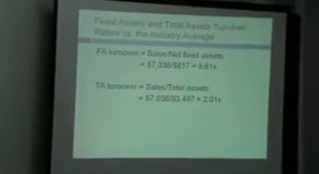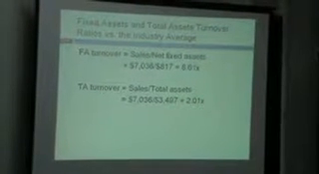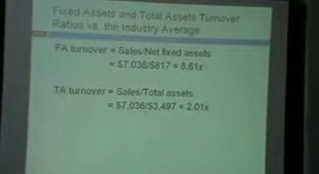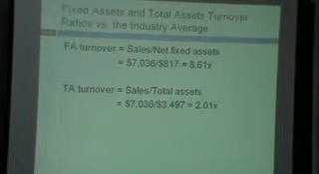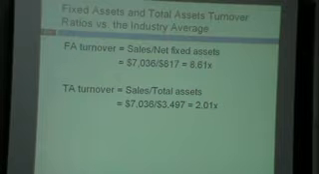Now again, asset management: how efficiently the company is managing its assets. For that we calculate two types of ratios. One is fixed asset turnover. When we divide sales by the net fixed assets, we get fixed asset turnover. Sales for this company were $7,036, fixed assets $817. Dividing these two, we get 8.61 times. So 8.6 times is the fixed asset turnover.